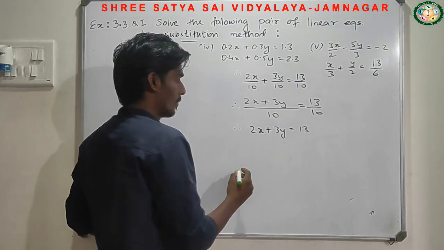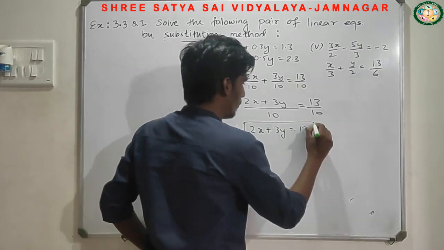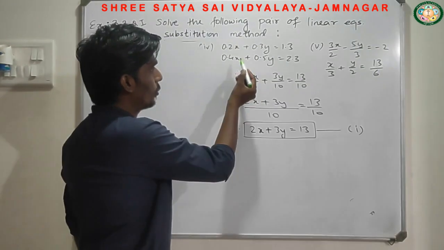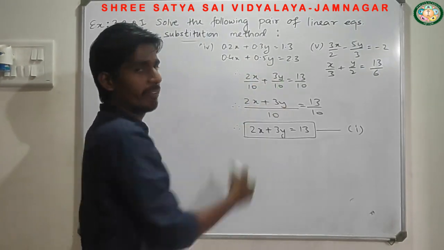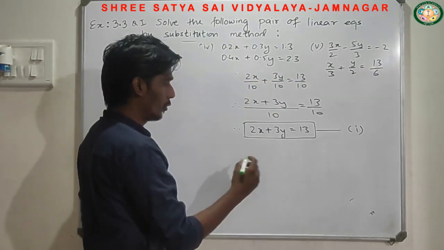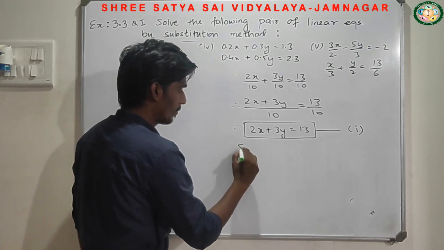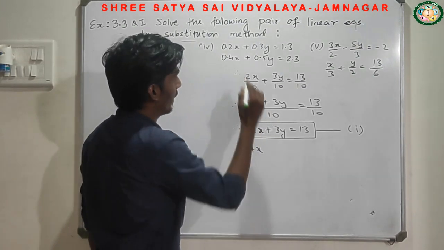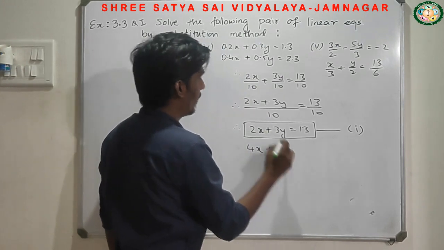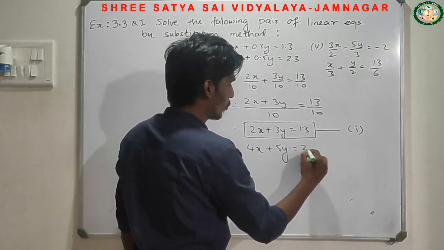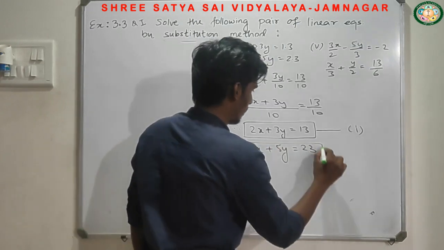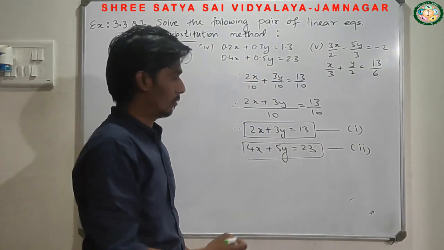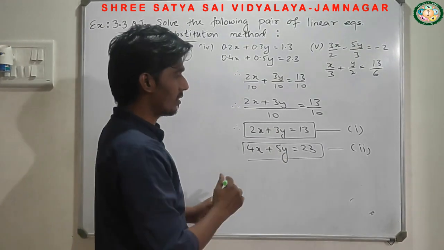So here we got a standard form, so we can say that this is equation 1. Now no need to show this equation. Similarly we can write whichever number is there directly, similarly 4x plus 5y equals 23. Say this is equation 2. Now we got the two pair of linear equations in standard form.